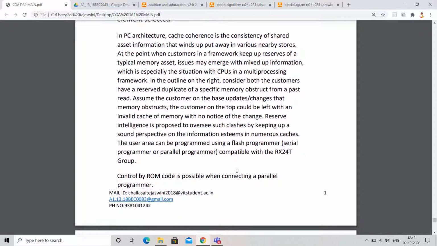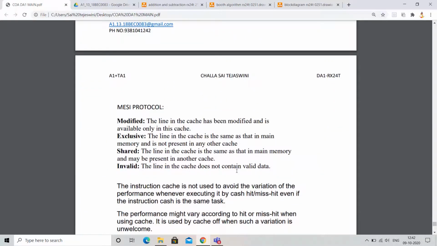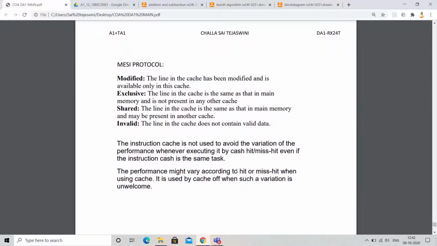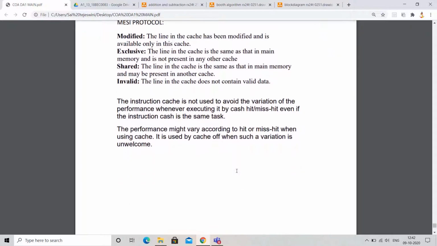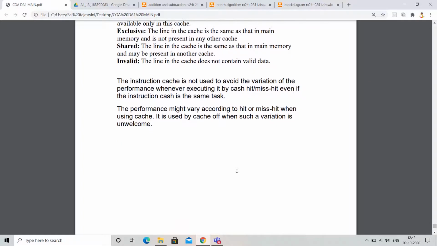The user area can be programmed using a flash programmer compatible with the RX24T. MESI protocol. The instruction cache is not used, to avoid the variation of performance when executing by cache hit or miss. Even if the instruction set is the same task, the performance might vary according to hit or miss when using cache. It is used when such a variation is unwelcome.